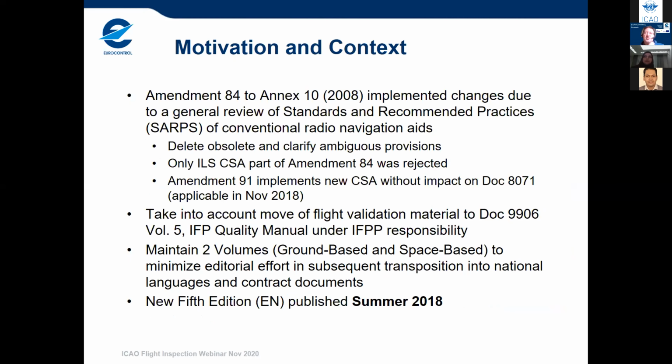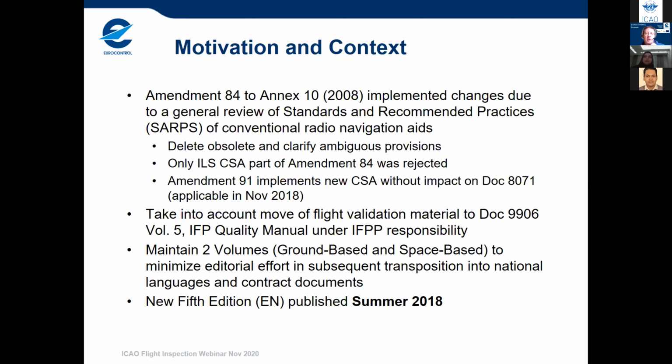That was a very general review to just delete obsolete and clarify ambiguous provisions based on feedback received over the years. There's one small part of Amendment 84 which was rejected, which was the ILS critical and sensitive area material. That finally was revised and made its way into Annex 10 in Amendment 91, applicable November 2018. What we've written in Doc 8071, I think, is largely consistent with that, even though it wasn't really impacted much because the critical and sensitive area guidance is really in the green pages of Annex 10.